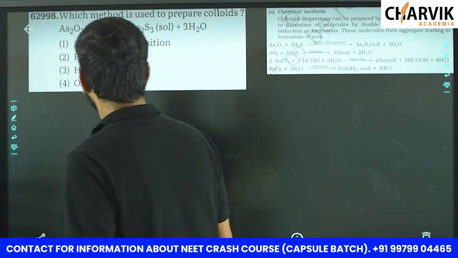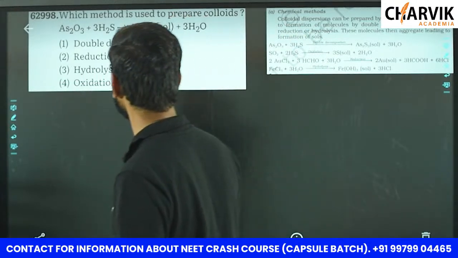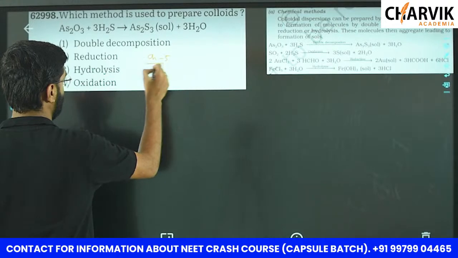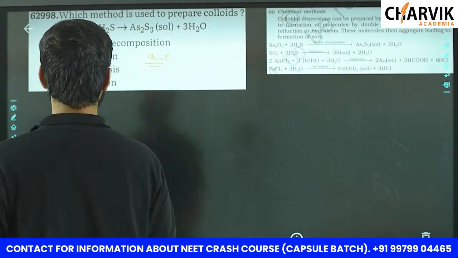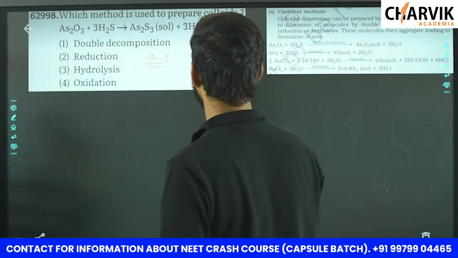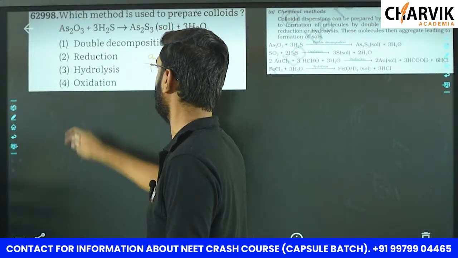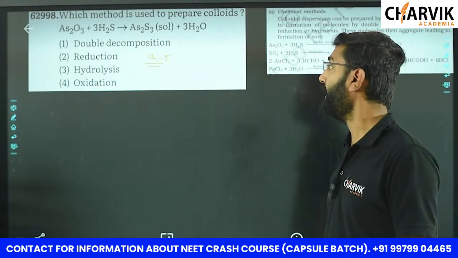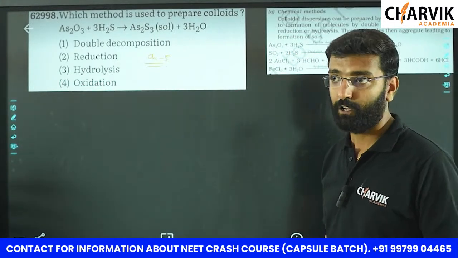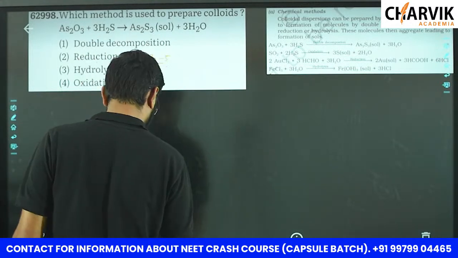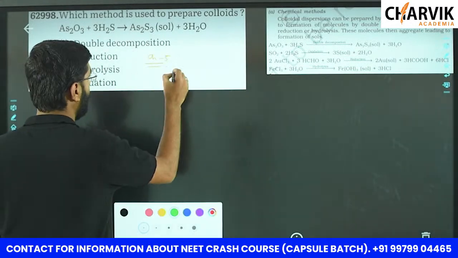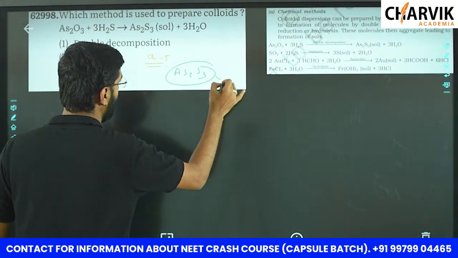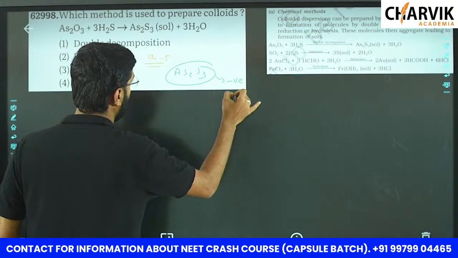Okay, second question from surface chemistry, chapter number 5. Which method is used to prepare colloids, and the reaction is given: arsenic oxide plus H2S gives As2S3 plus 3H2O. Right? You know that As2S3 is a negatively charged sol.